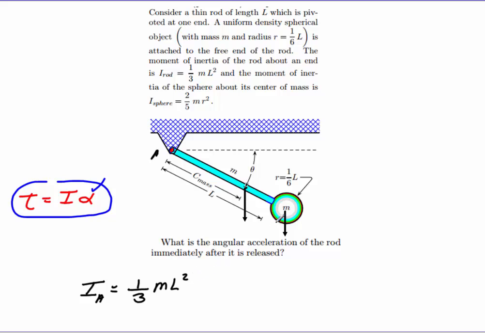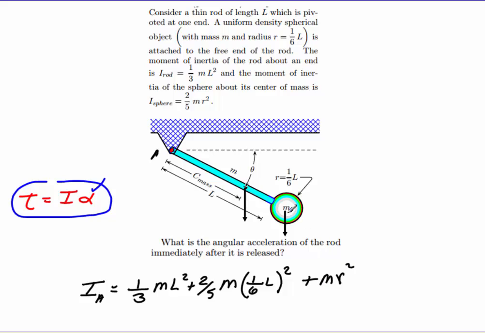Now we'll go to the sphere. The sphere is given as 2/5, so plus 2/5 m, and then we want the radius. Now the radius is going to be 1/6 L, and we need to square that. Alright, now this is not the entire moment of inertia. This mass is out here at this distance. You need to use the parallel axis theorem on this and include plus m r squared, or m length squared, or whatever you want to call it.